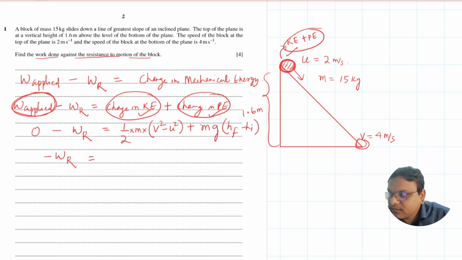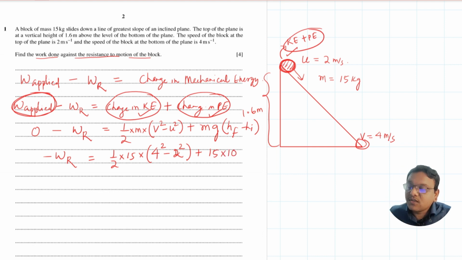So minus W_R is equal to, please put in the values here, half times mass, which is 15, times v squared. v is given as 4 meters per second, so 4 squared, minus initial velocity 2 squared, plus mg: again it is 15, g is 10 meters per second squared because of acceleration due to gravity, times height. The initial height is 1.6, and the final height, when the block comes down, will be 0. So the final height is 0 and the initial height is 1.6 meters.